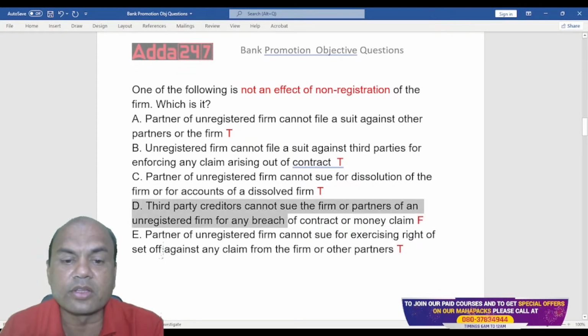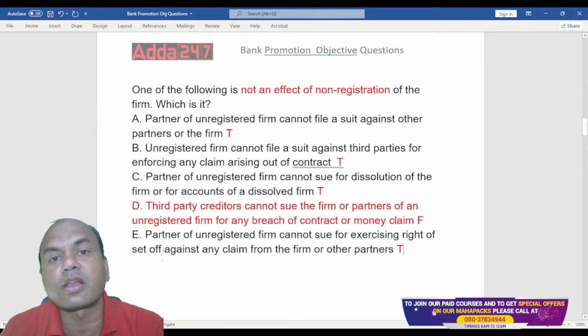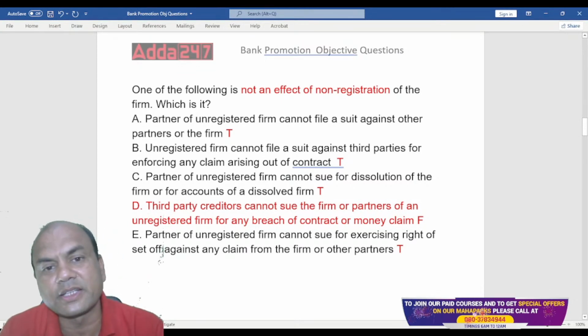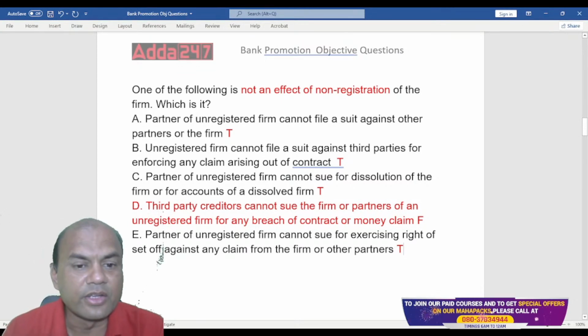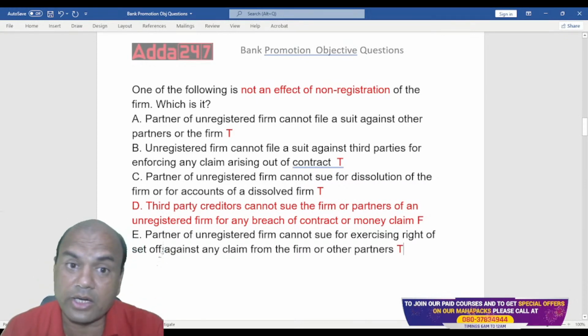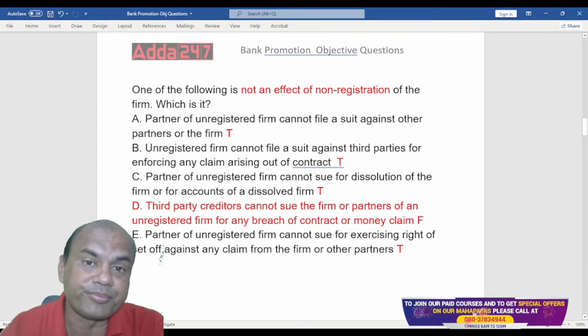So a third party cannot sue? Third party can sue. Because tell me, what does the third party do whether you are registered or not registered? Logic is somebody has supplied you the material, you need to give the funds to that person. It's as simple, isn't it? So this is not affected. Remaining all things are affected. Got it, everyone? Type yes in the comment section if you have understood up till now.